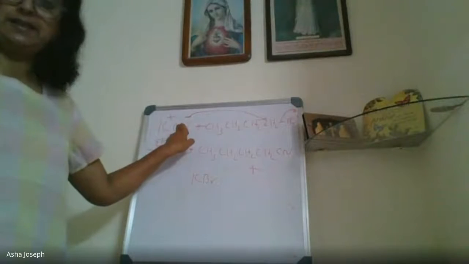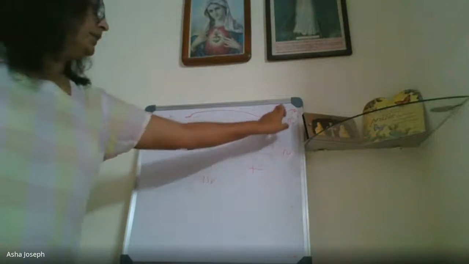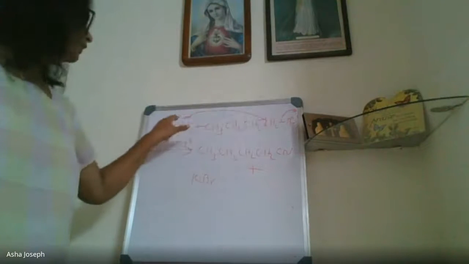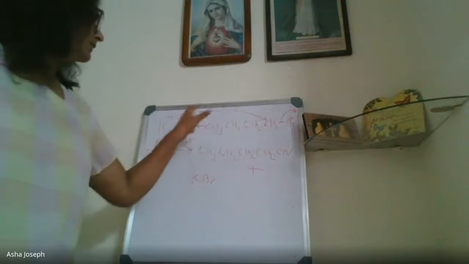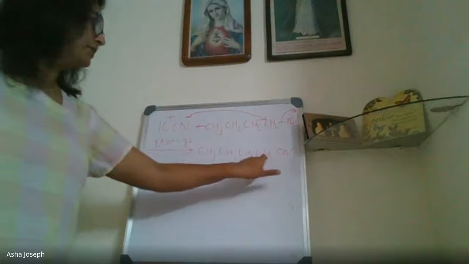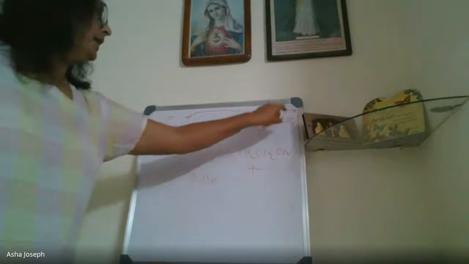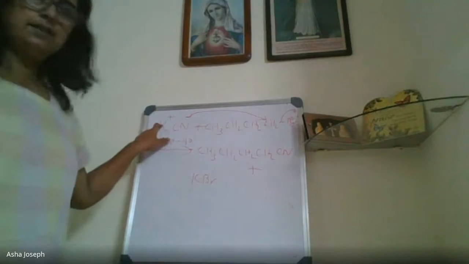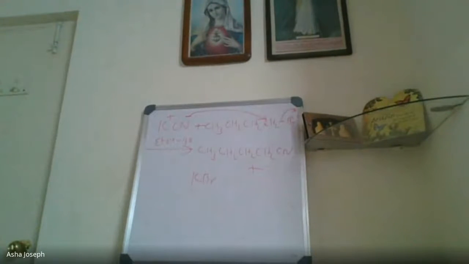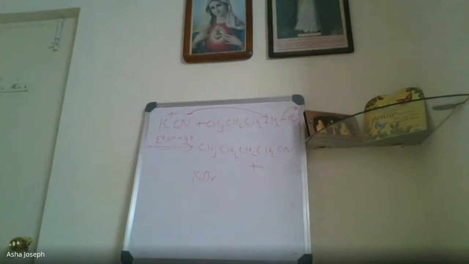Mechanism, you know that. Now here Br is replaced by CN, so this bond will break. Br will go as Br minus, and CN minus will come to this. The arrow means CN minus will come to this carbon, so you will get this. And Br will go as Br minus, will react with the K plus and you will get the byproduct. Okay?